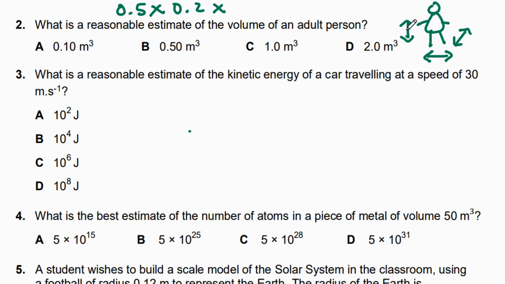And to get the height, we can see that the mass of the person is concentrated over a height of about 1 meter. So times 1. And this will give us an estimate of the volume. If we multiply this on a calculator, we get 0.1. And that will be cubic meters. So the answer in this case will be A.